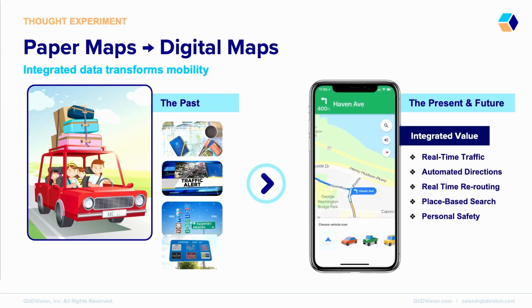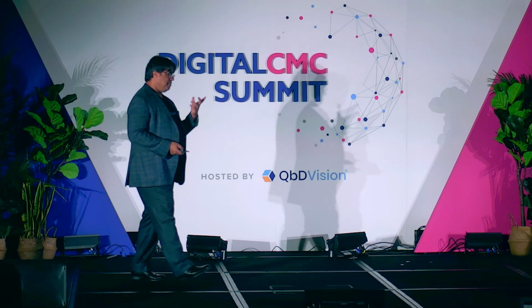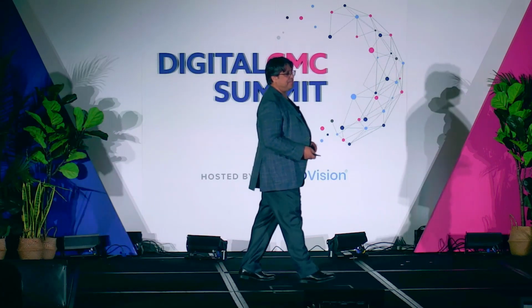That's how you traveled. Today, pull out the phone. Siri or Google, tell me how to get to Hotel Zaza, right? And it pulls up the map, automated directions, time it's going to take, traffic, all that right there, right? It's integrated value. That's what the digital map provides today.